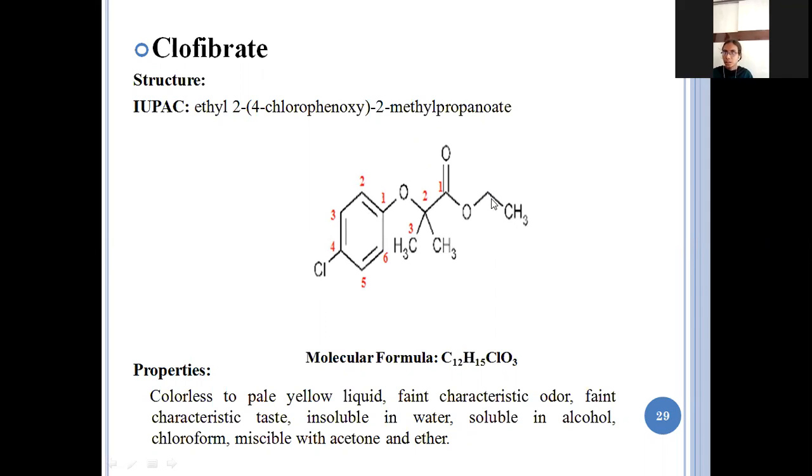Again here ethyl is there: these are 2 carbon atoms, and 2 carbon atoms means ethyl. This is the methylpropionate. In the second position, a methyl group is there for the propionate. So this is the structure and IUPAC name. Properties: it is a colorless to pale yellow liquid with a characteristic odor and taste, insoluble in water and soluble in alcohol and chloroform, and it is miscible with acetone and ether.